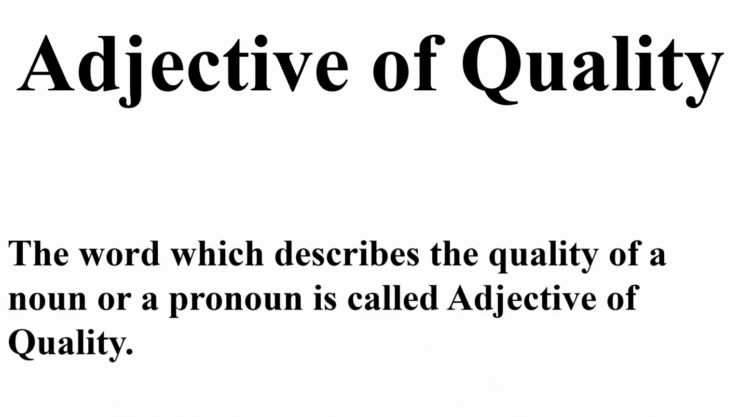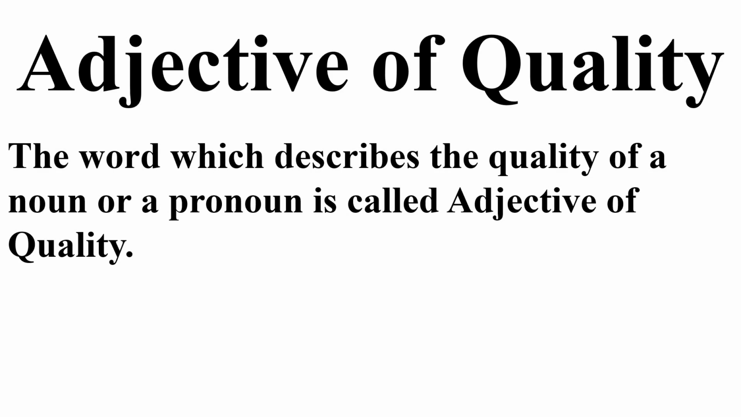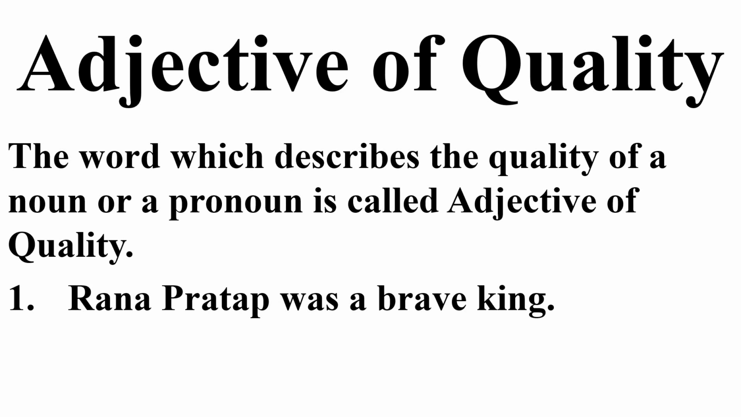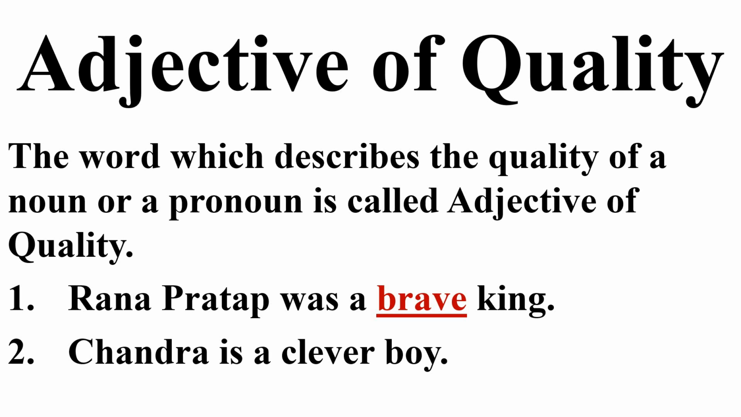Adjective of quality. The word which describes the quality of a noun or a pronoun is called adjective of quality. ऐसे words जो किसी भी noun या pronoun की quality बताते हैं, उन्हें हम adjective of quality कहते हैं. Let's make it more clear by some examples. Number 1. Rana Pratap was a brave king. Here brave is describing the quality of the king, that he was brave. Second, Chandra is a clever boy. Chandra कैसा boy है? Clever. So it is the quality of Chandra. तो clever हो गया हमारा adjective.